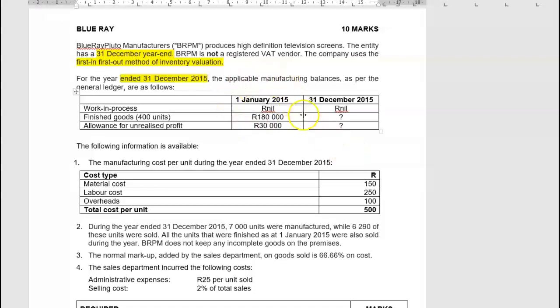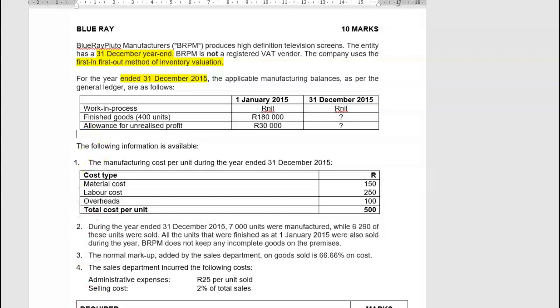follows. So in the beginning of the year, there was no work in process. At the end of the year, there's no work in process. In the beginning of the year, our finished goods was 400 units worth 180,000 in the finished goods account, and then our allowance for unrealized profit was 30,000 rand.